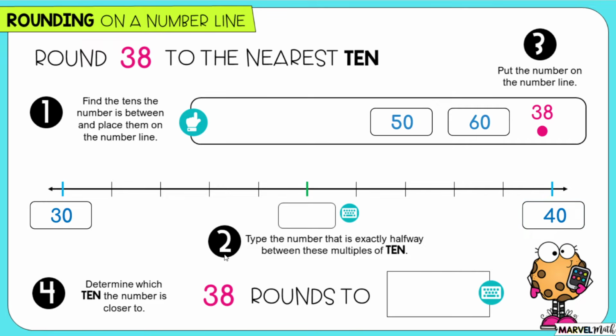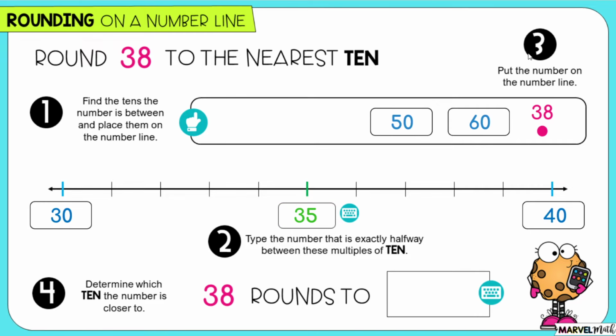Next, I'm going to type the number that is exactly halfway between these multiples of 10. And when you see that phrase multiples of 10, that just means the numbers you'd say when you're counting by tens. So 10, 20, in this case we're using 30, 40, etc. All right, so the number that's halfway between them would be 35.